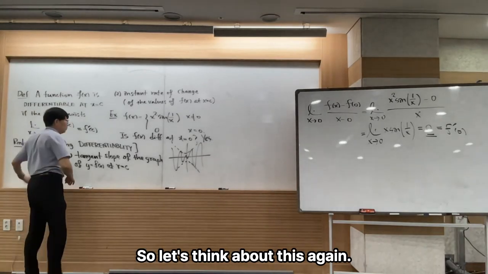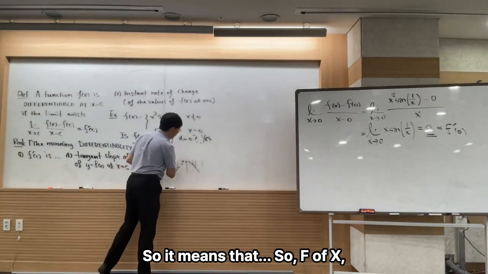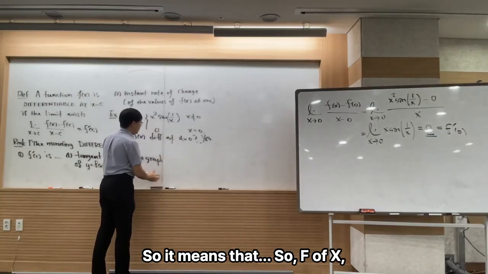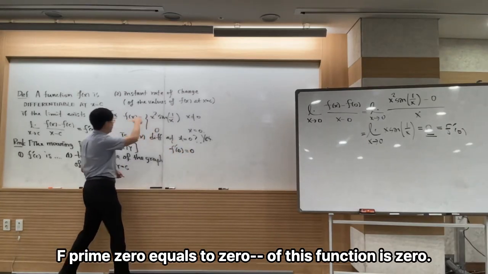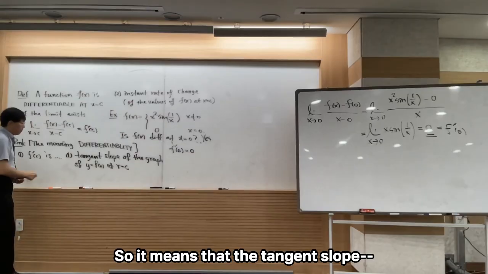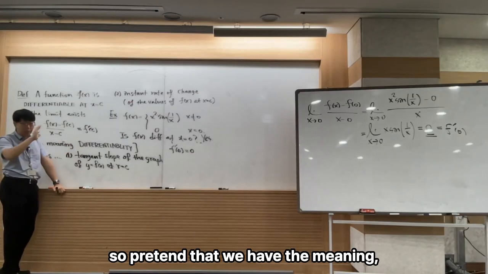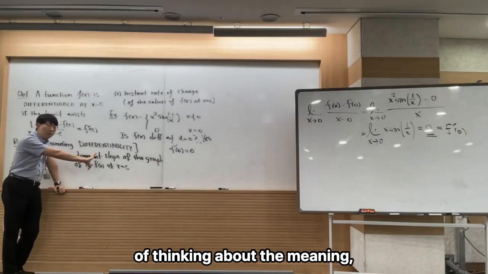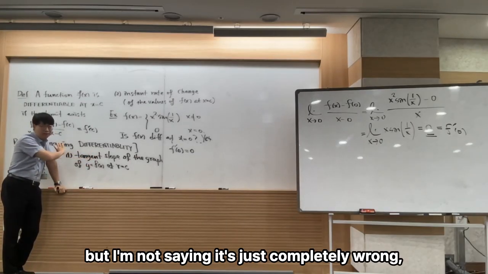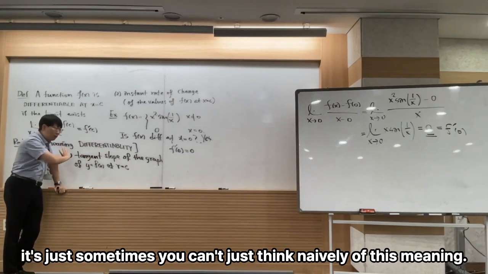So let's think about this again. So it means that f prime 0 equals 0 for this function. So it means that the tangent slope, so pretend that we have the correct meaning of differentiability here. And I think it's a good way of thinking about the meaning, but I'm not saying it's completely wrong. It's just that sometimes you can't think naively of this meaning.